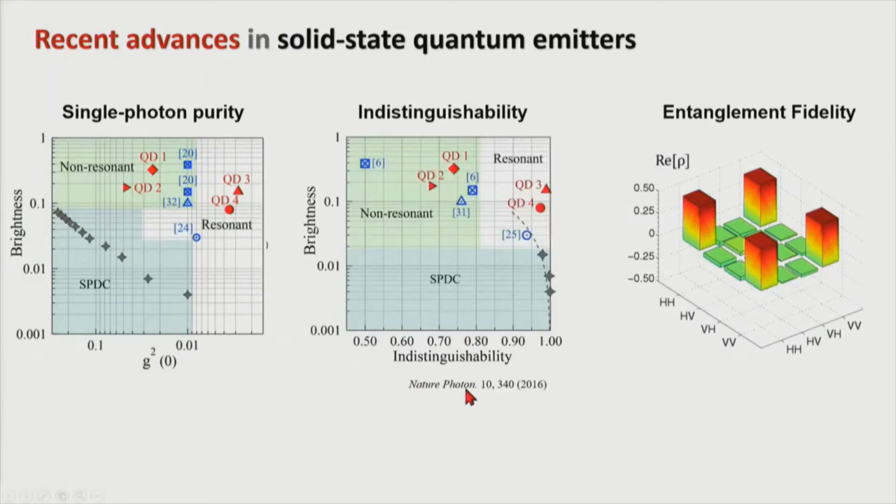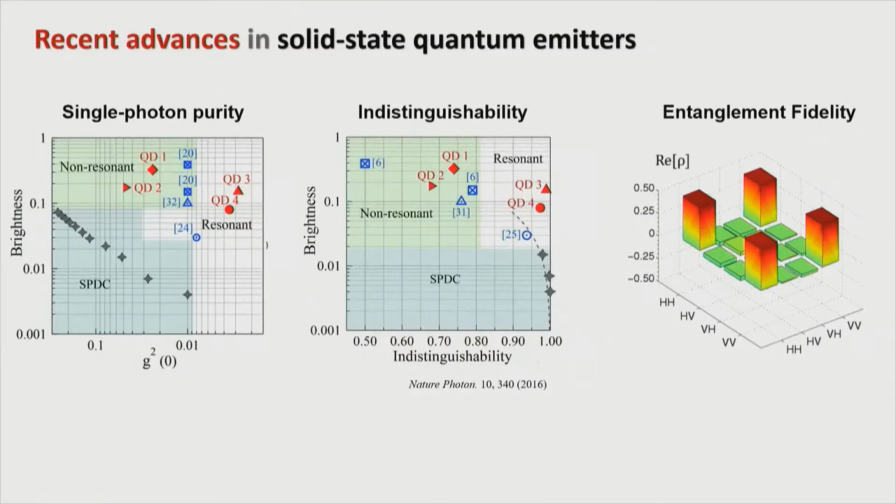These data from the reference papers compare the conventional SPDC sources with solid-state quantum emitters. The black data represent SPDC, and show the inherent trade-off between brightness and g2, and also indistinguishability, for these SPDC sources. While the solid-state quantum emitter, in principle, can go this way toward improvement of both brightness and g2, and also brightness and indistinguishability.